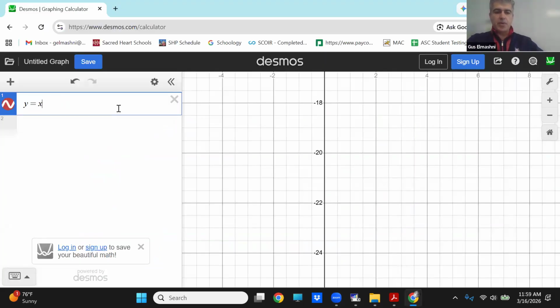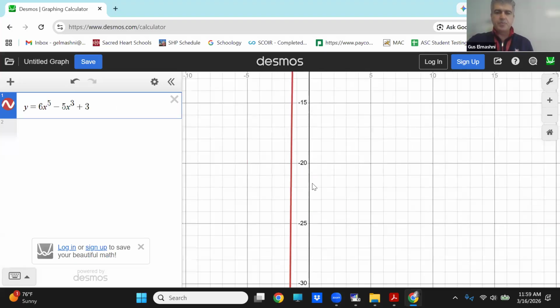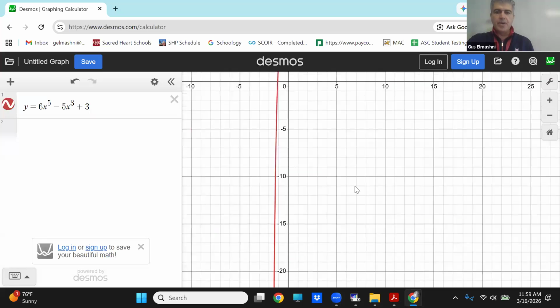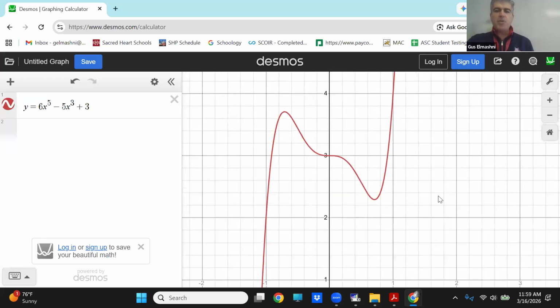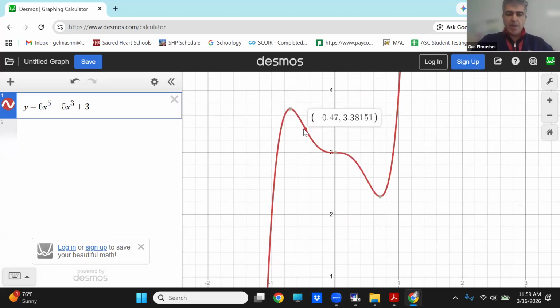So if I type in this one really quick, and we'll do the quiz: 6x raised to the 5th power minus 5x raised to the 3rd power plus 3. How would we know these twists and turns? Well, here's what's happening. At -1/2, it's kind of hard to tell. But see how it's concave down before I get to -1/2? Then it's concave up. Let me get a highlighter.